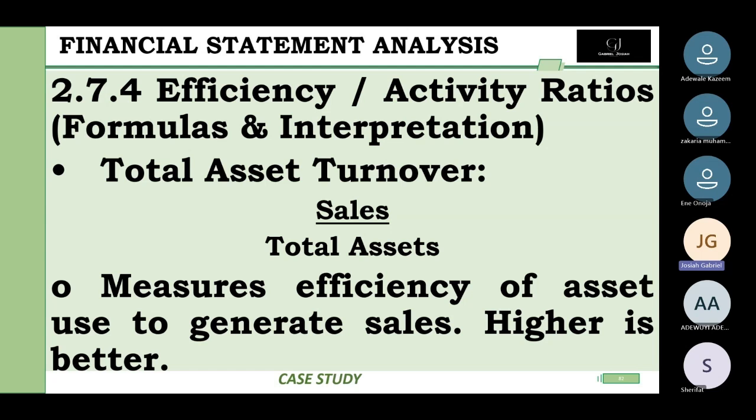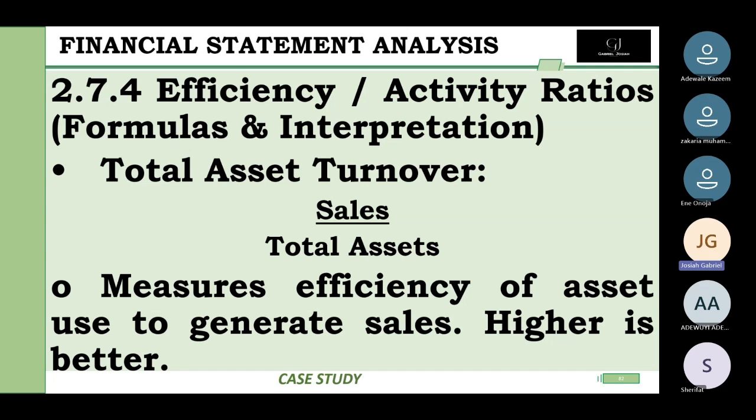But the lesser, it's not good for the business. It shows that you are underutilizing the assets. That's the interpretation. So where you have sales of 4 million and you have total assets of 8 million, that's half the capacity of that asset you've utilized in that period. So the higher, the better.